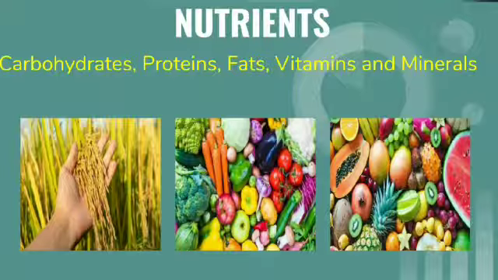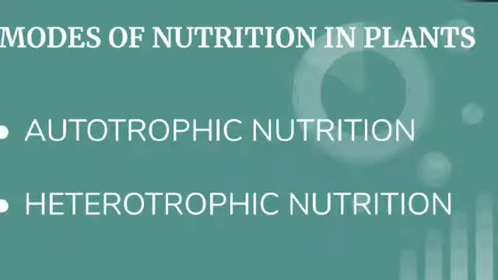In this lesson, we will study about the modes of nutrition in plants. The modes of nutrition are autotrophic nutrition and heterotrophic nutrition. All the organisms can be divided into two main groups, autotrophs and heterotrophs.